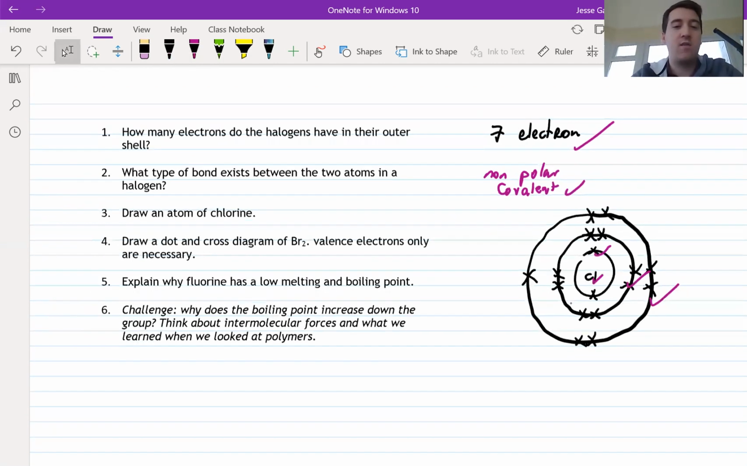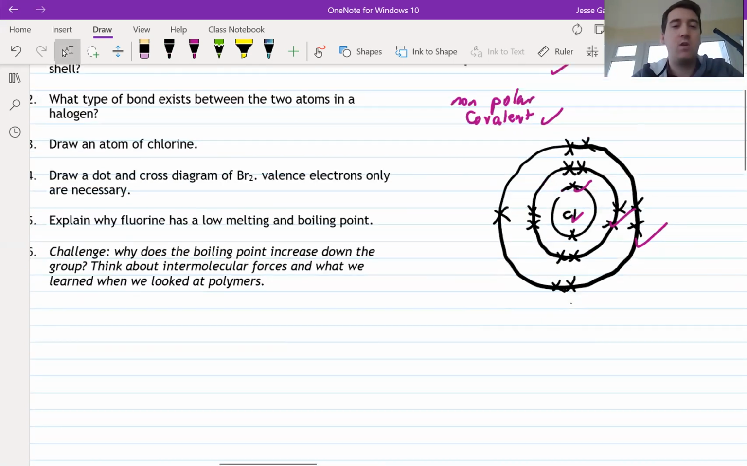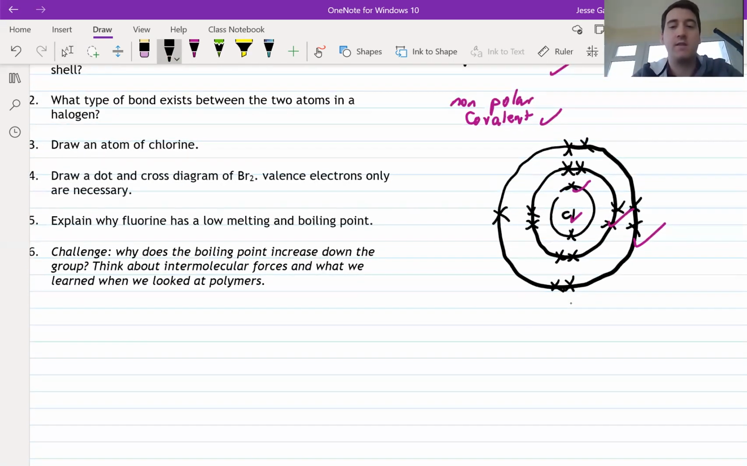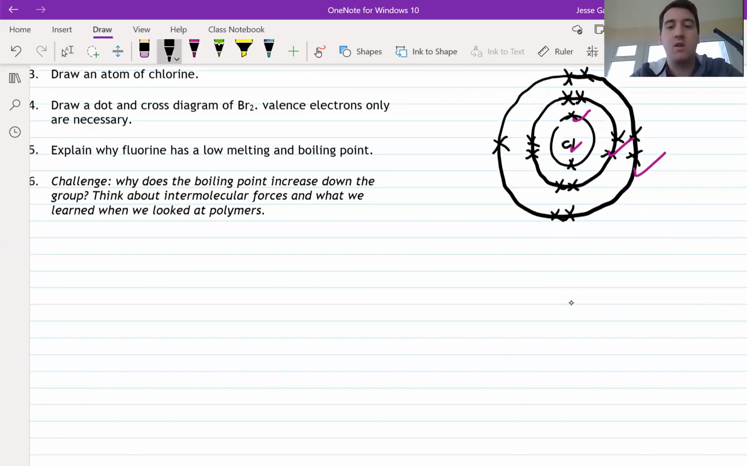Draw a dot and cross diagram for Br2. Only show the valence electrons. Okay, so again, this is from bonding. You should be able to do this. We've got 2 bromine atoms, Br. We're going to draw the electrons of one of them with X's, and of the other, we're going to draw with dots. Well, first of all, they're both in group 7, so they both have 7 valence electrons. So 6 of those belong to each atom by themselves, and then they're going to have 1 shared bond pair. They're going to share 1 electron each to make a bond like this.